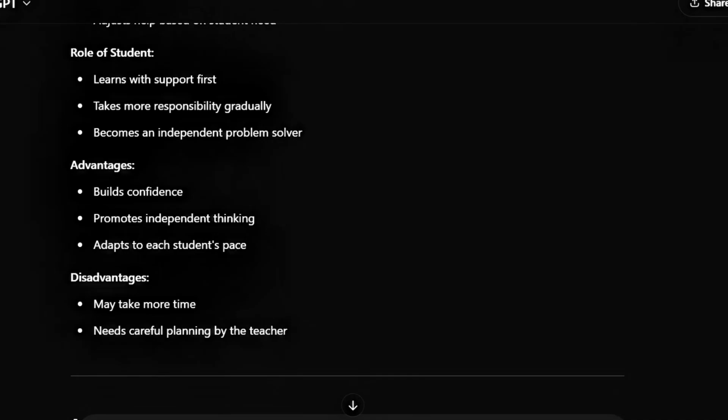Advantages: builds confidence, promotes independent thinking, adapts to each student's pace. Disadvantages: may take more time, needs careful planning by the teacher.